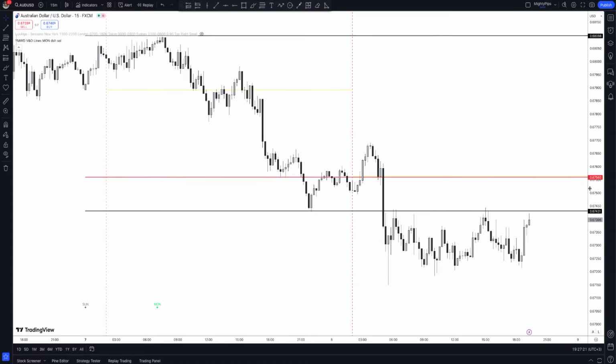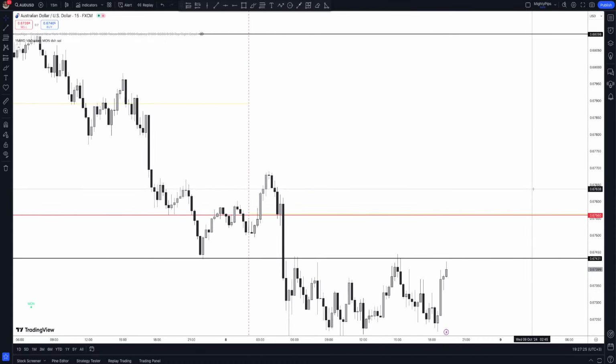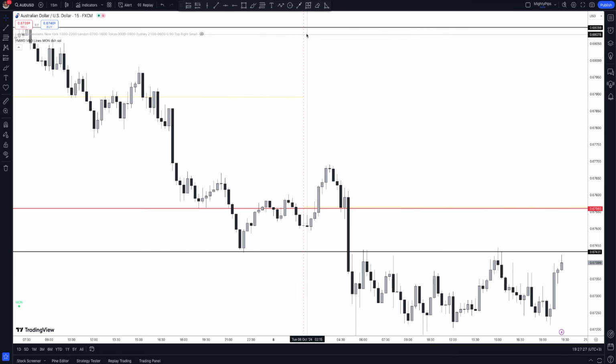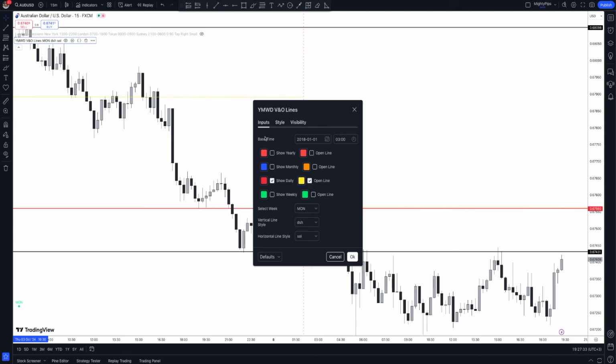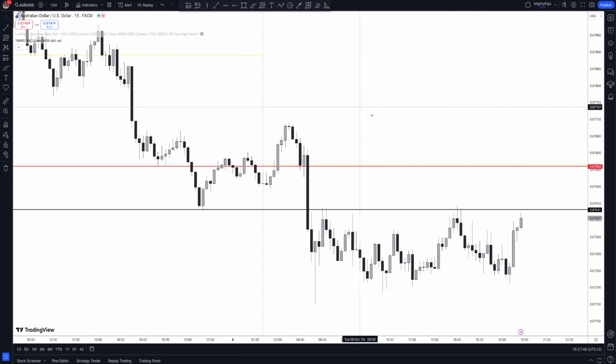So you can see this dotted line right here. Let's change the color of that so that maybe you can see it more clearly. Let's make it blue, so that you can see that dotted line is the daily close. That is where the market closed for yesterday.